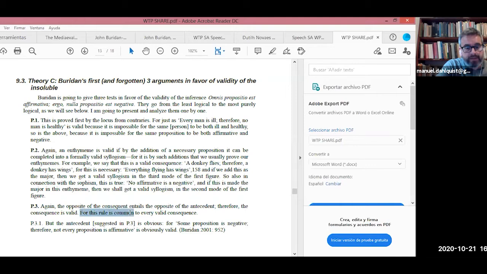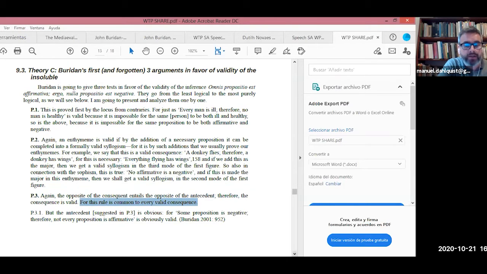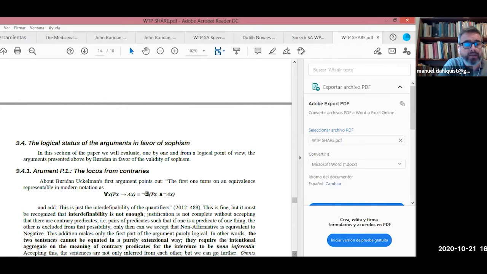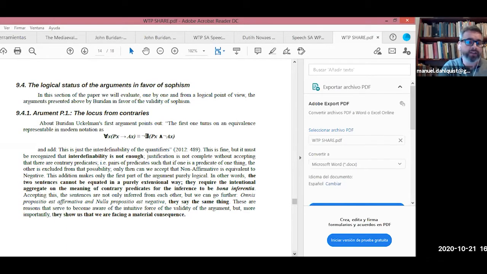You can see this rule is common to every valid consequence. Well, this is Buridan's argument in the Sophismata in favor of the validity of the insolubilia, the first sophisma. In this section of the paper, we will evaluate one by one, from a logical point of view, the arguments presented above by Buridan in favor of the validity of the sophism.